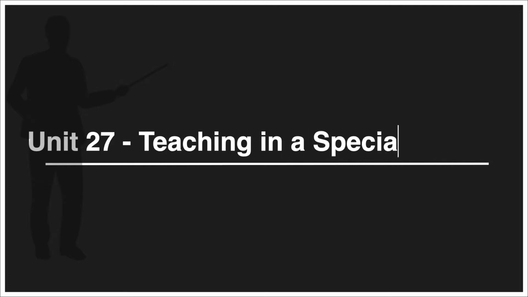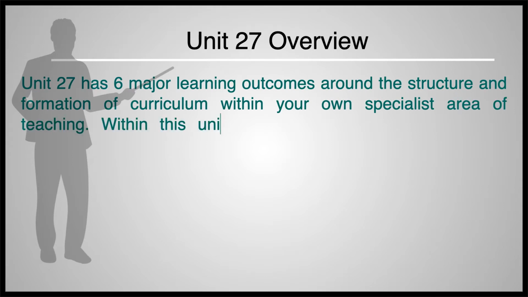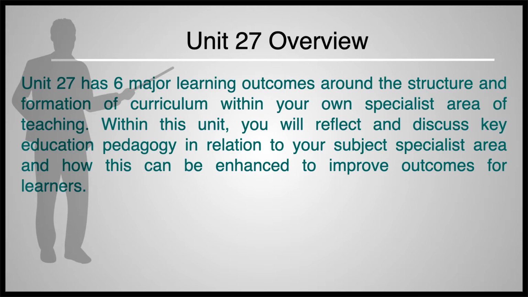Unit 27, Teaching in a Specialist Area, the Level 5 Diploma in Education and Training. If you're choosing Unit 27 as one of your optional units, then Unit 27 is a knowledge-based unit, which allows you to explore some of the philosophical issues around your area of teaching. The unit has 6 major learning outcomes, which we will now go on to view.